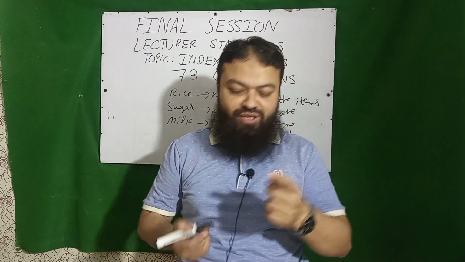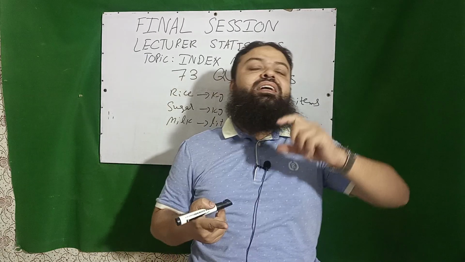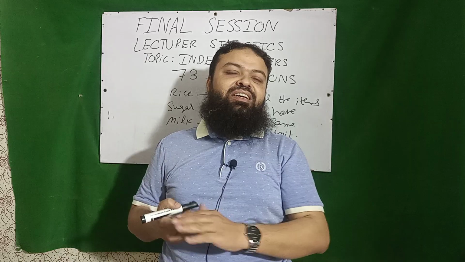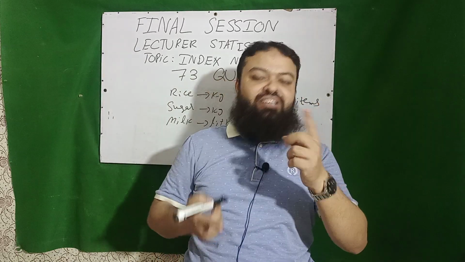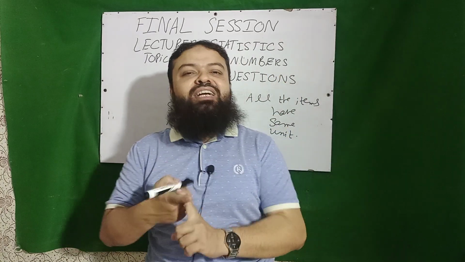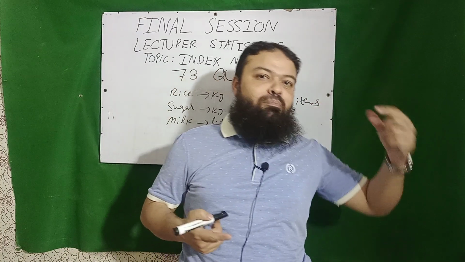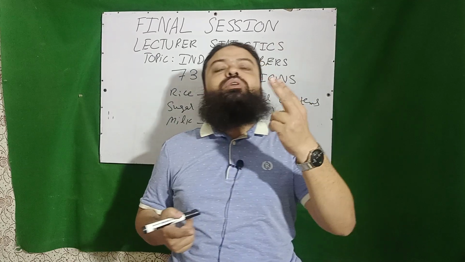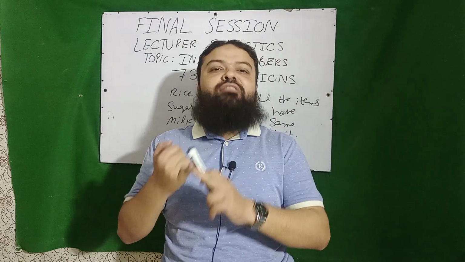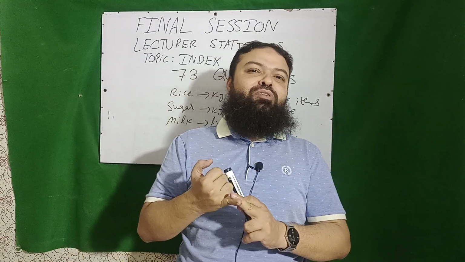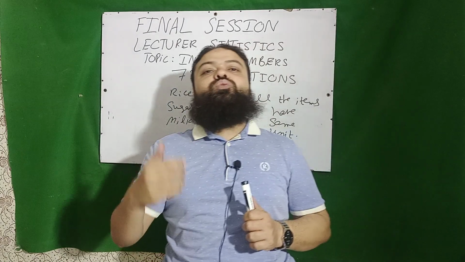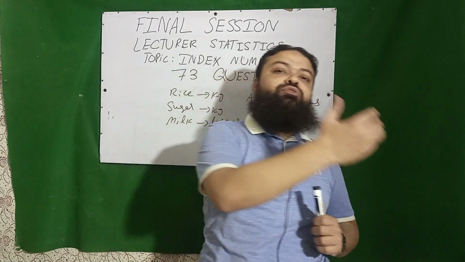What did you learn? First of all, index number measures the statistical change in one or more variables according to the time period. Then index number has two types: simple index number and composite index number. In simple index number, we are interested in one variable. In composite index numbers, we are interested in two or more variables. And then composite has two types. One is unweighted, when all the items have equal importance. And what is weighted? When all the items do not have equal importance, then we move towards weighted index number.